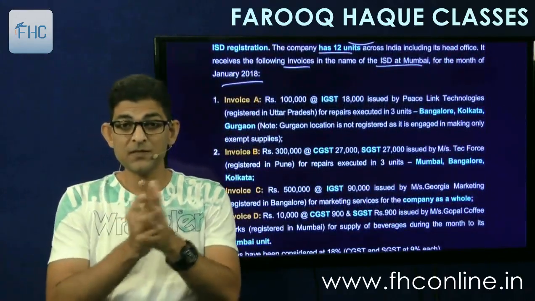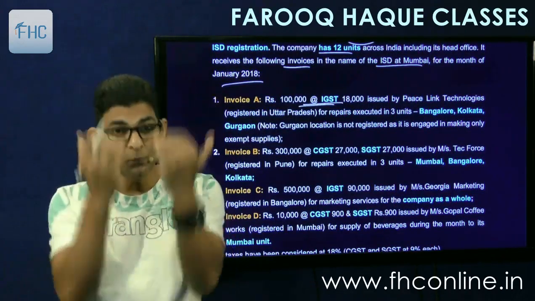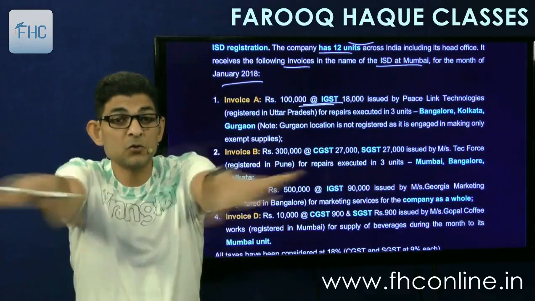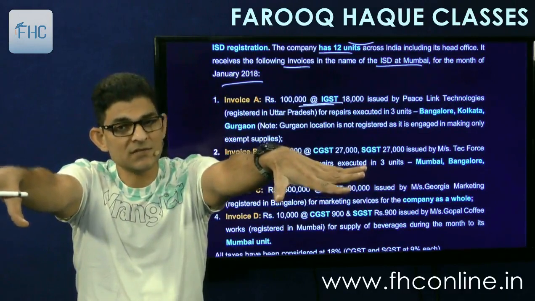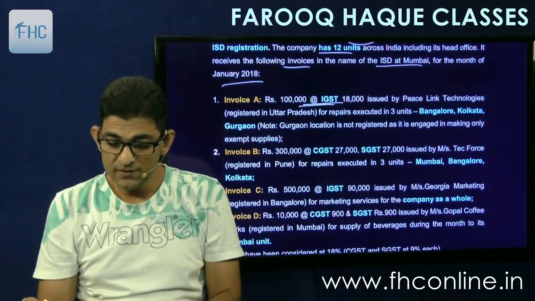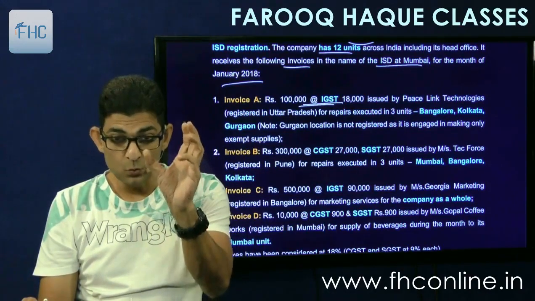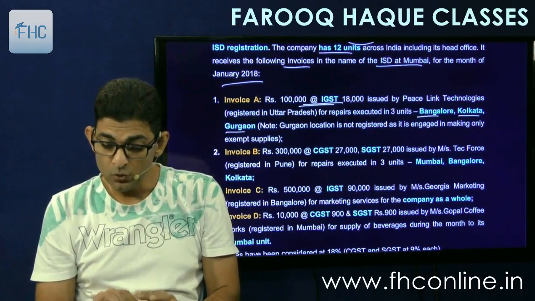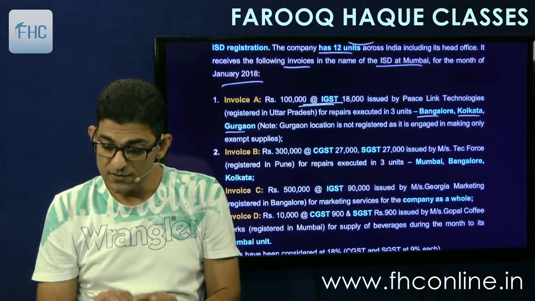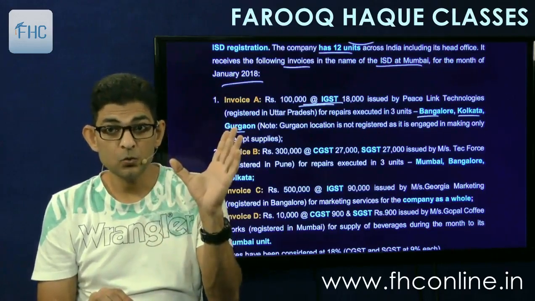Invoice A. Now see, 1 lakh IGST is there. So in the input invoice, if there is IGST, then in my distribution invoices, it will also go as IGST. IGST remains as IGST. Issued by Peace Link Technologies, registered in Uttar Pradesh, for repairs executed in 3 units. So this is for some of the units, few. Bangalore, Kolkata and Gurgaon. Note, Gurgaon location is not registered as it is engaged in making only exempt supplies. That doesn't make a difference. You have to distribute accordingly to all the 3 of them.